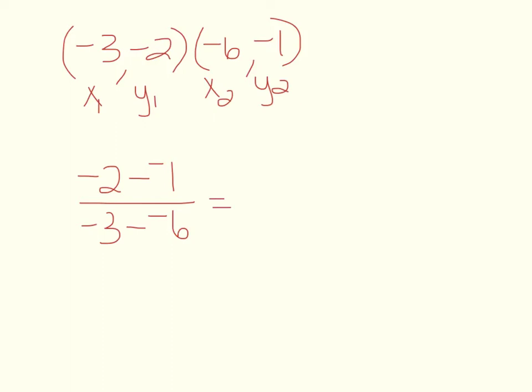All right. So now we have 2 pencil strokes because it's minus a negative. -2 plus 1 gives you -1. -3 plus 6 gives you +3. Remember, if you can reduce your fraction, reduce it. Otherwise, in this case, -1/3 is your slope.